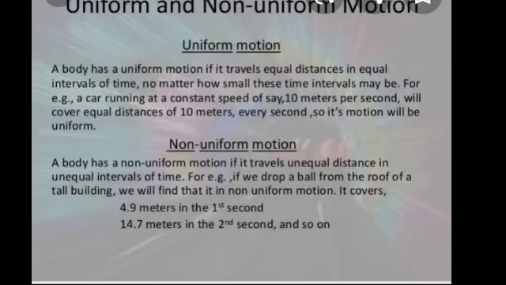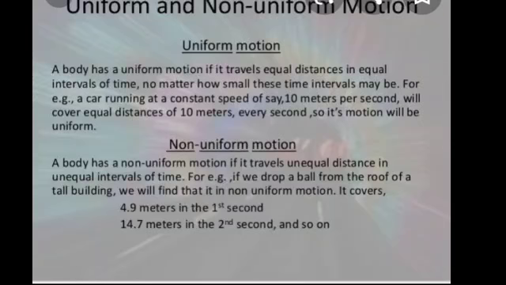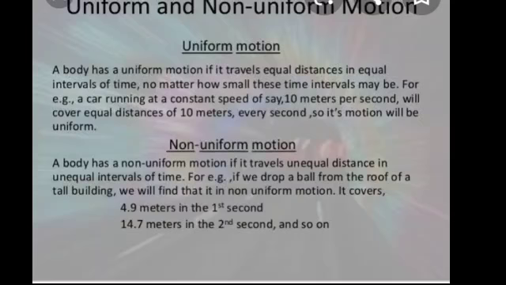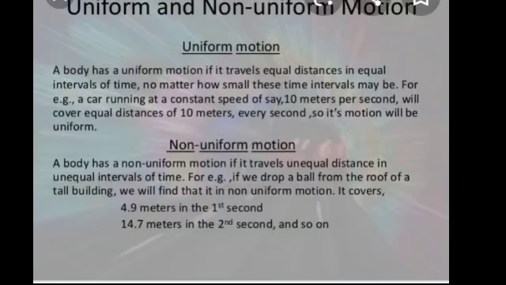Non-uniform motion: a body has a non-uniform motion if it travels unequal distances in equal intervals of time. For example, if we drop a ball from the roof of a building, we will find that it is non-uniform motion. It covers 4.9 meters in the first second, okay, and 14.7 meters in the second, and so on, okay.